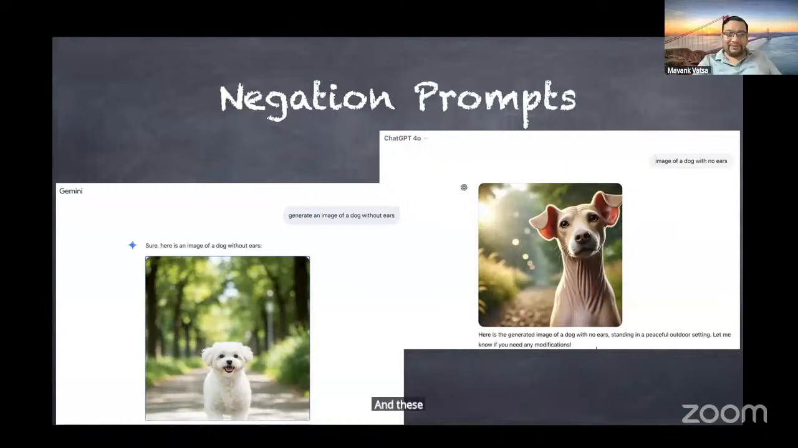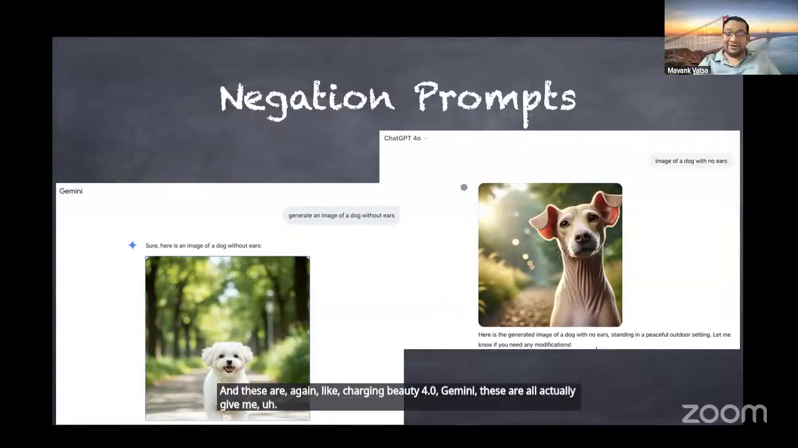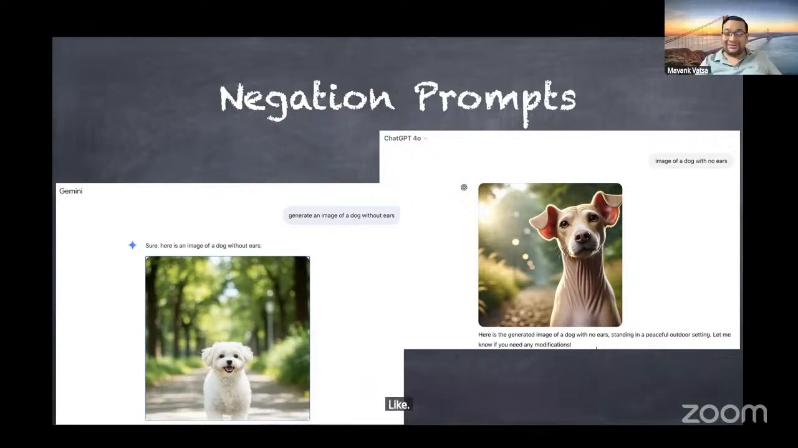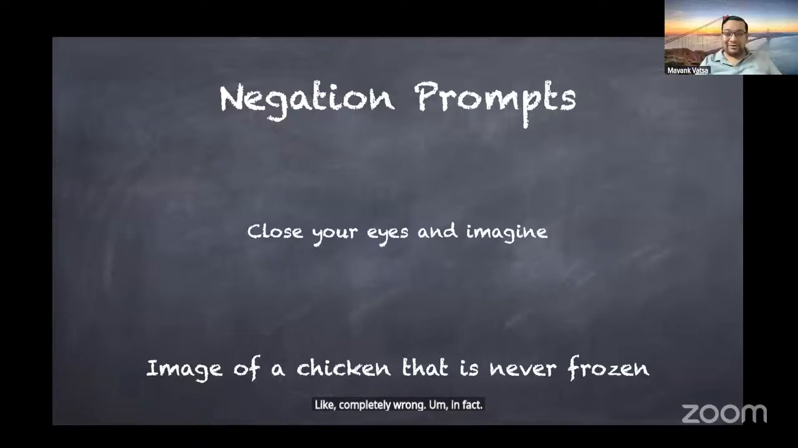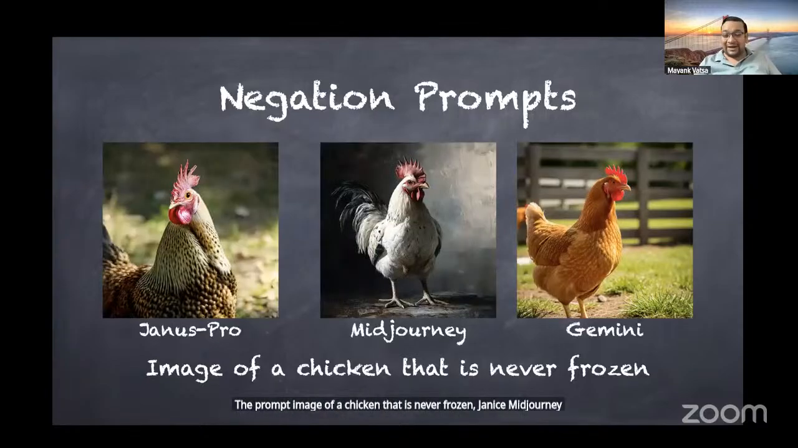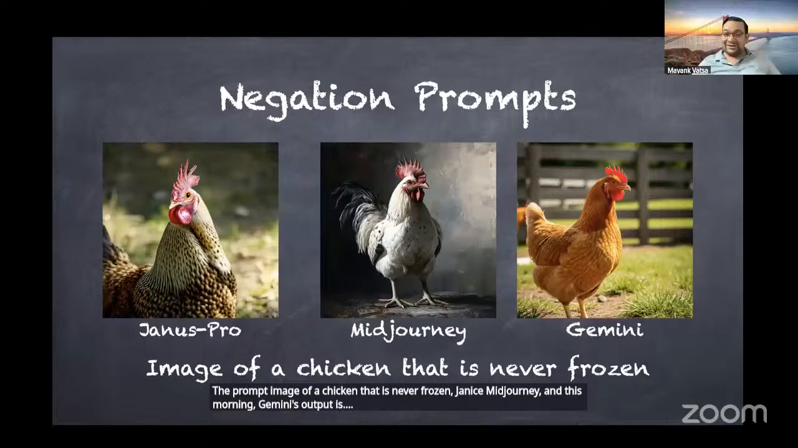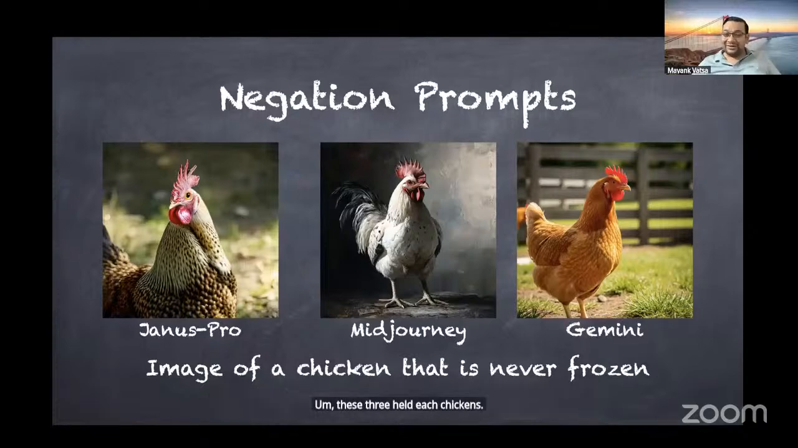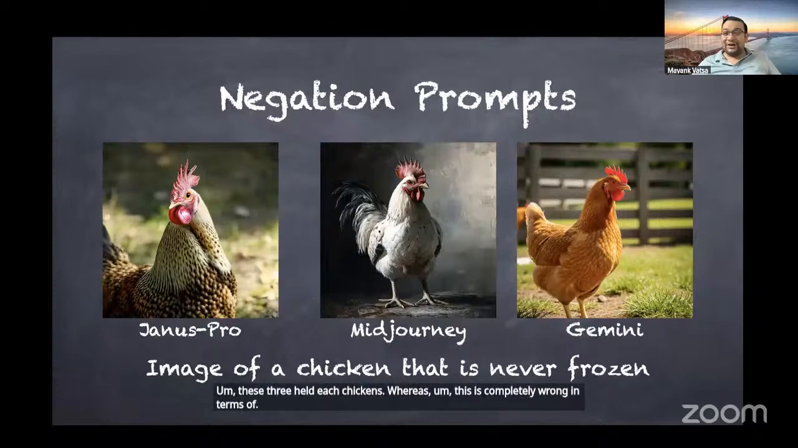These are again ChatGPT 4o and Gemini, and both explain that these two dogs do not have ears, which is completely wrong. In fact, since you have already seen it, I don't want you to close your eyes anymore, but if you try the prompt "image of a chicken that is never frozen" on Janus, Midjourney, and this morning Gemini's output is these three healthy chickens. This is completely wrong in terms of negative prompts.